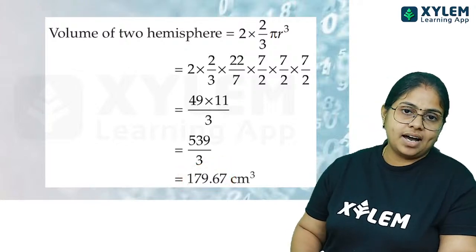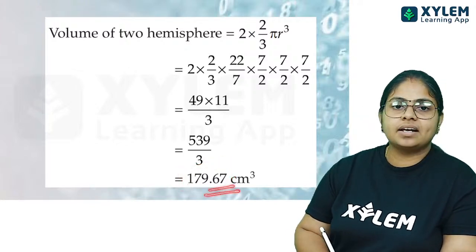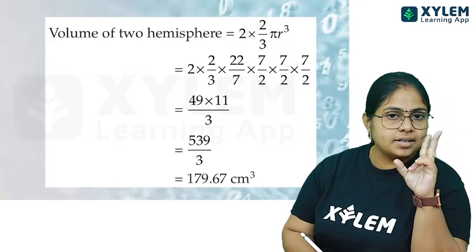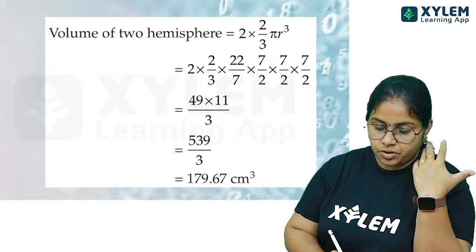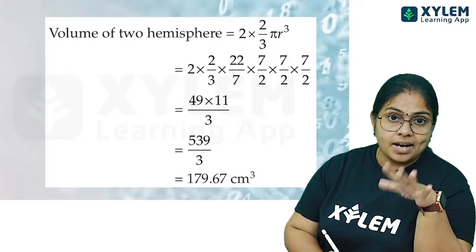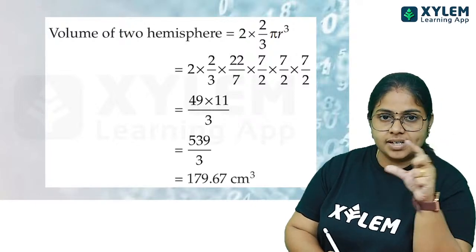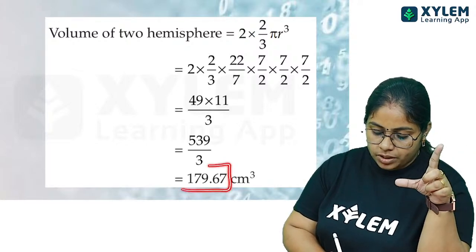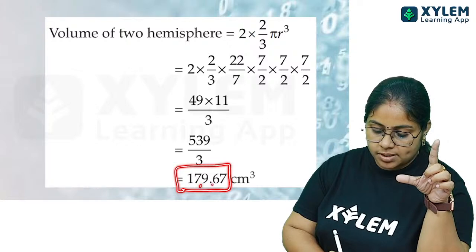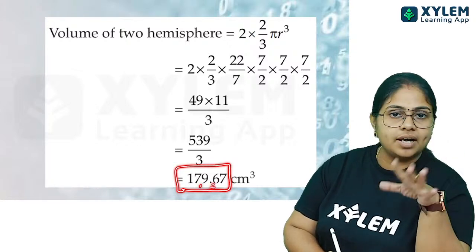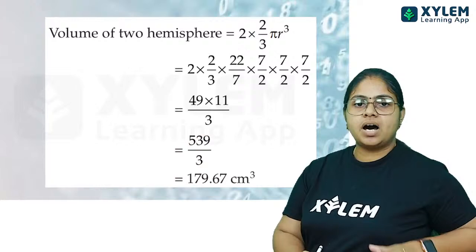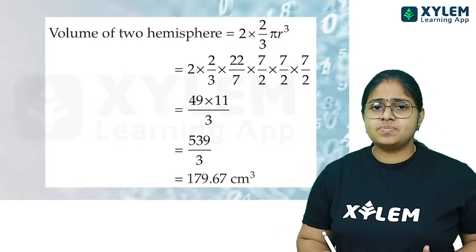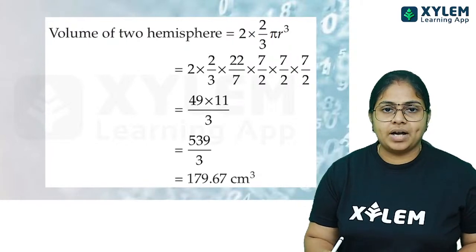When you are writing the answers, it is enough to write correct to 2 decimal places. No need to go to 3 decimal places. Only write correct to 2 decimal places. When your answer sheets are evaluated, a certain range of values is accepted. So if you get 179.6 or 179.5, you will be getting marks for that. So when you are finding the answer, just write it correct to 2 decimal places.